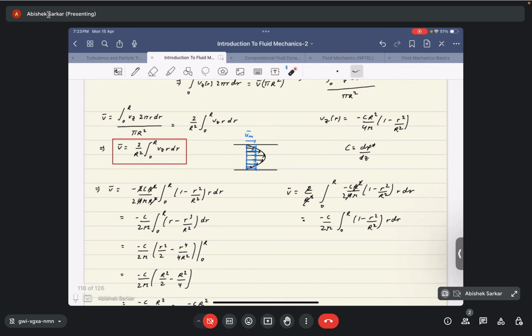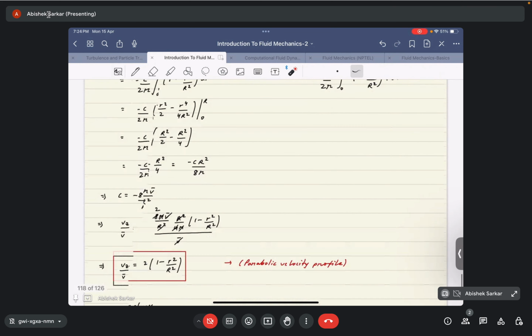Vz is minus C R squared over 4 mu times (1 minus r squared by R squared), because C is a constant, R is a constant, 4 mu is constant, and capital R squared is also constant. So the only term that is varying is small r squared. From here you can clearly tell that it's a parabolic velocity profile with respect to r, and thus this parabolic shape of the velocity profile. That can easily be understood.